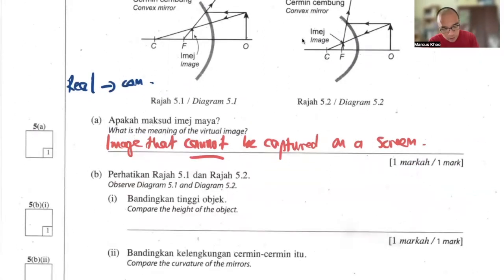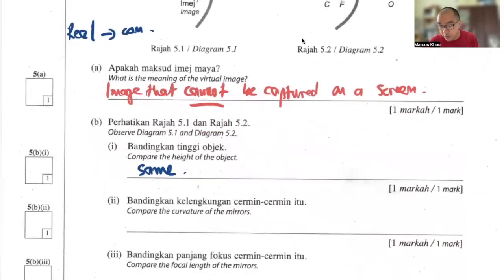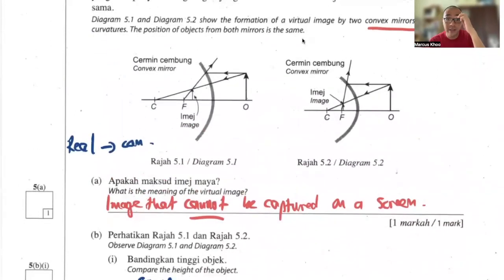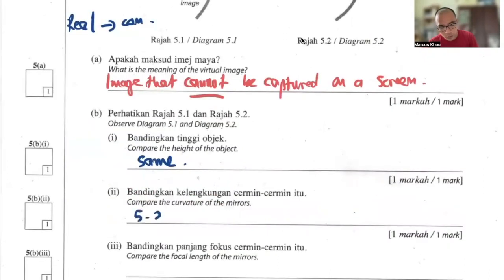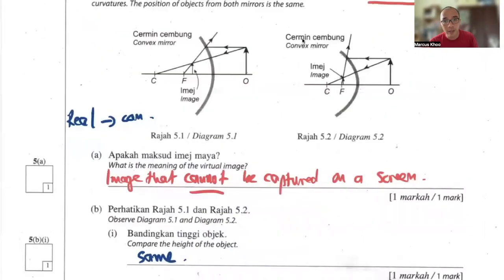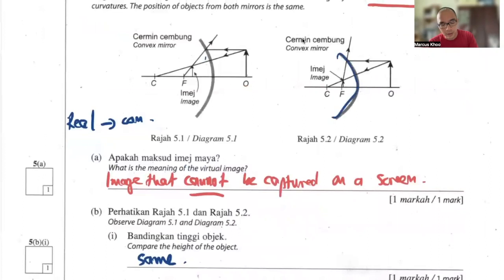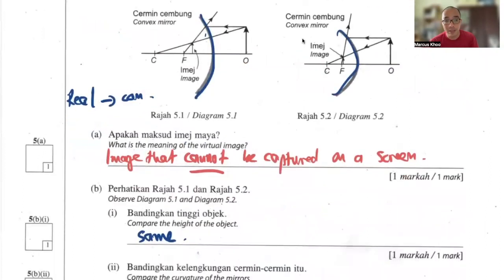Compare the height of the object. The height of the object will be the same. Compare the curvature of the mirrors. Now this is a very, very important thing. If you look at how the mirror is curved, one look and you can see that 5.2 is more curved compared to 5.1, because look at the bend. Look at this bend, much less.